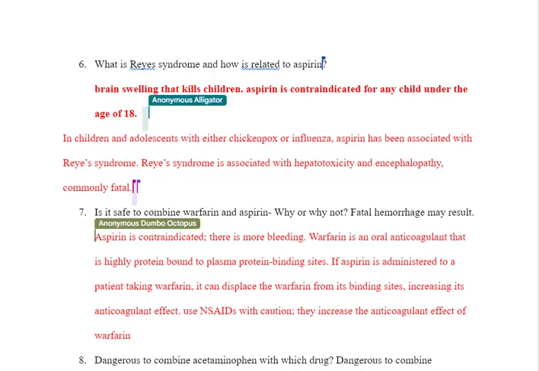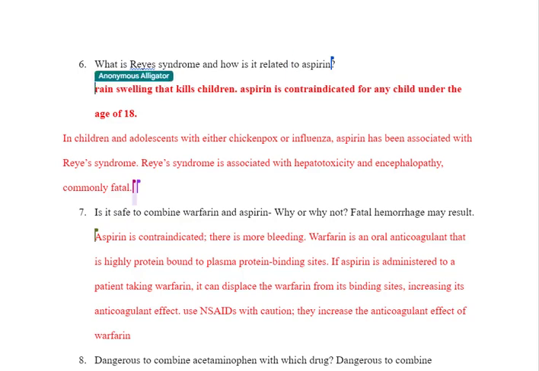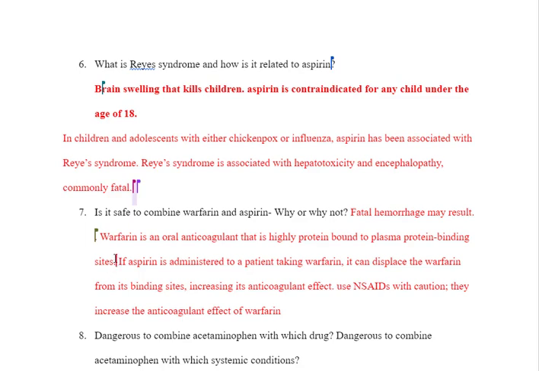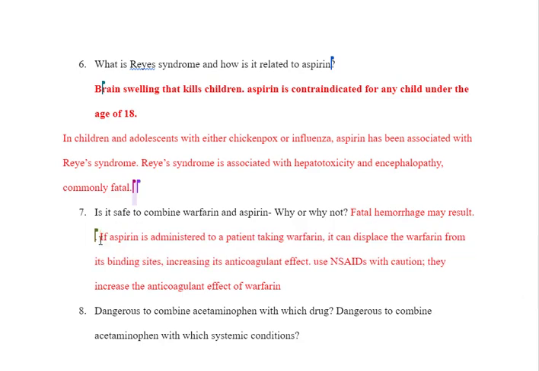Is it safe? No. Fatal hemorrhage may result. I am going to shorten this a little bit because I like "fatal hemorrhage may result," and it does have to do with the pharmacokinetics distribution part, where Coumadin attaches to plasma protein binding sites and aspirin kicks it off. So let me shorten this up. Okay, aspirin can displace the warfarin, increasing bleeding.